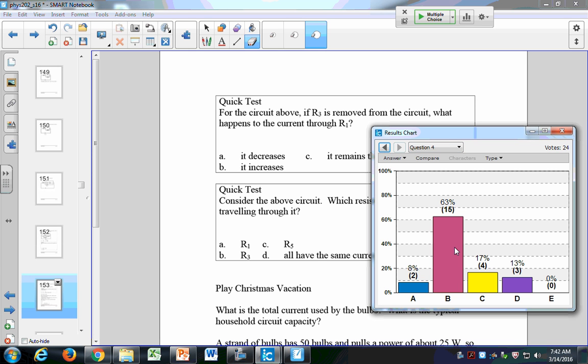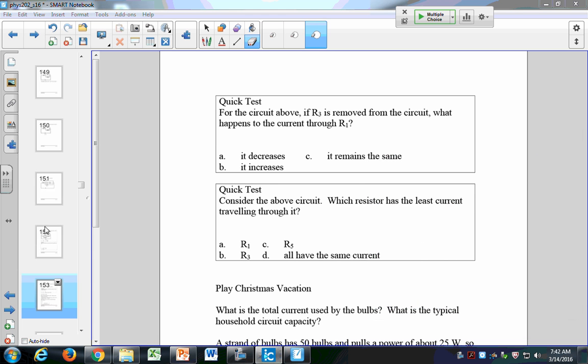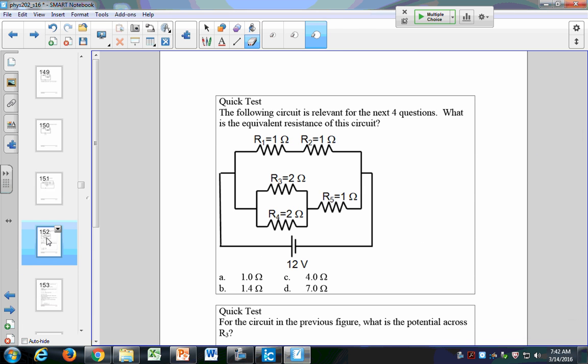B, R3, is that right? Yeah, that is right. So B is right. Let's go back. R3 has the least current. We can think about the current coming off of here. In fact, we said it was 6 amps, right? If the equivalent up top is 2 ohms, then the total current is 12 divided by 2, V over R, which is 6 amps. So 6 amps coming up here.